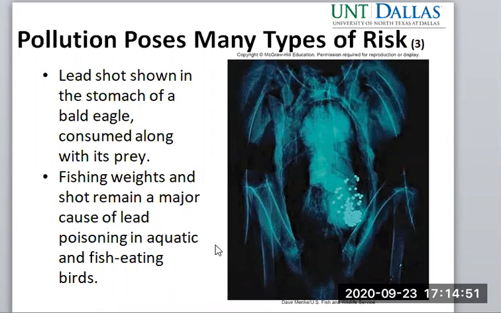and any bird, for example a bald eagle, consumes that prey, it's actually eating those pellets, which leads to the lead poisoning. Here in this x-ray you can see those pellets in the stomach of a bald eagle that has eaten those fish.